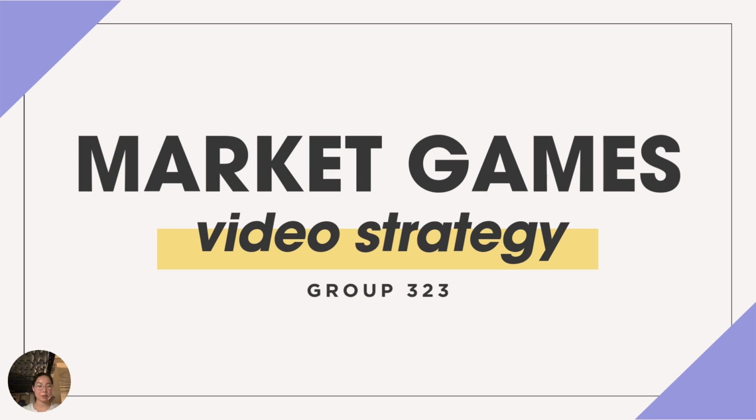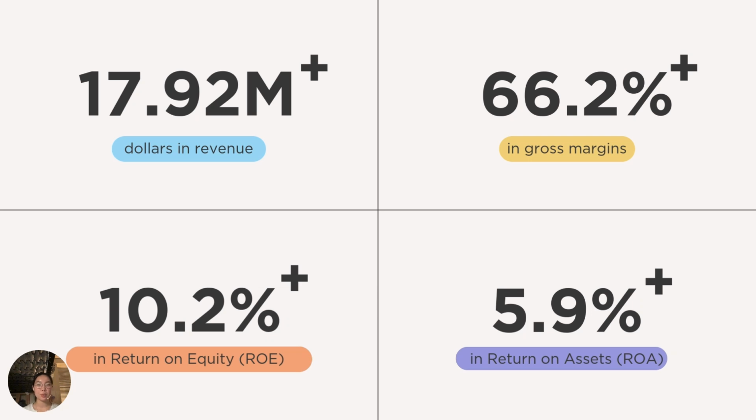Hi, this is Group 323's video strategy on round 3 of the market games. As a quick overview, these are the 4 main targets that we considered while making all of our key decisions.